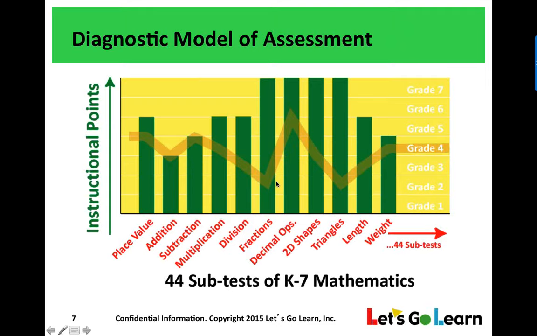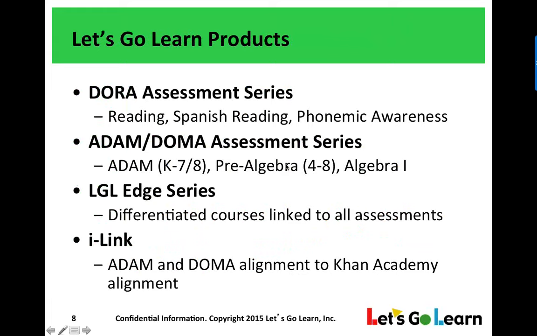Okay, so the next piece here is, let's go ahead and just remind everyone of the assessments. So DORA is our reading assessment, and then we have ADAM and DOMA. All right, so math is a little bit more complicated. ADAM is foundational math. It's going to span K through 7 and 8th, some of 8th. It depends on how you define certain math topics. So K to 7/8. Pre-algebra assessment, DOMA pre-algebra, covers 4 through 8th. And then we have Algebra 1. Okay, so you have to decide which assessment you're going to use.